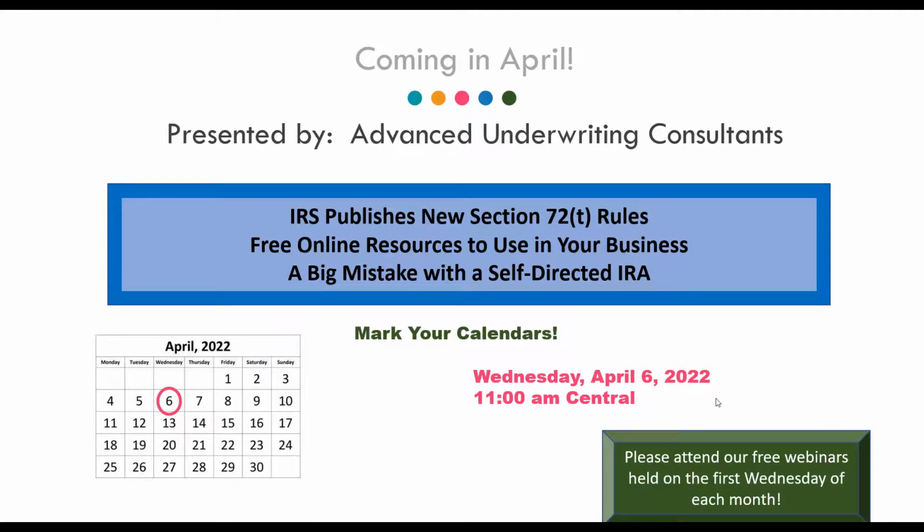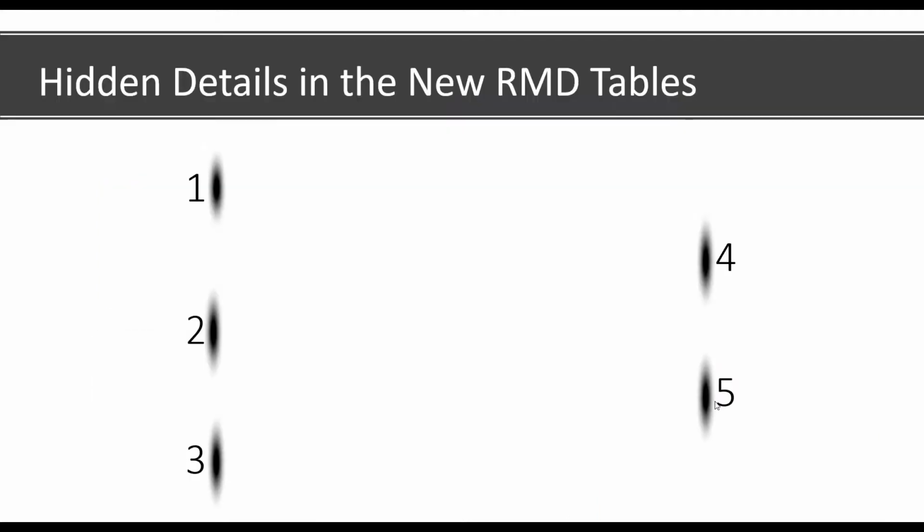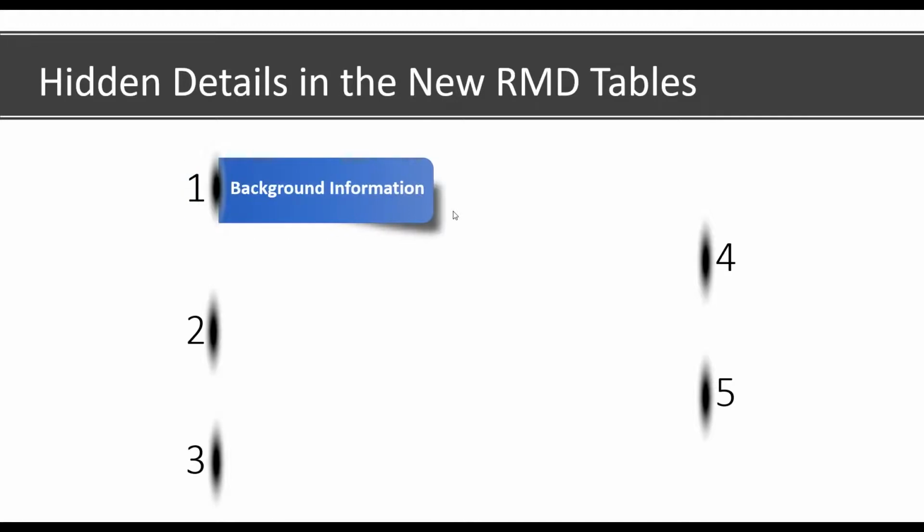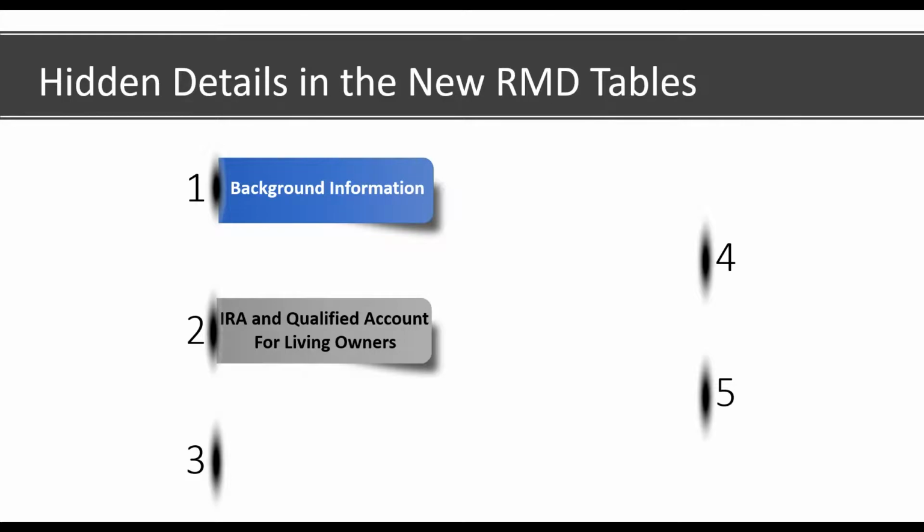So let's go ahead and talk about hidden details in the new minimum distribution tables, the new life expectancy tables. Here's what we're going to talk about today. First of all, we're going to cover some background information about the tables. Secondly, we'll talk about how the new life expectancy tables will affect IRA and qualified account owners that are living.